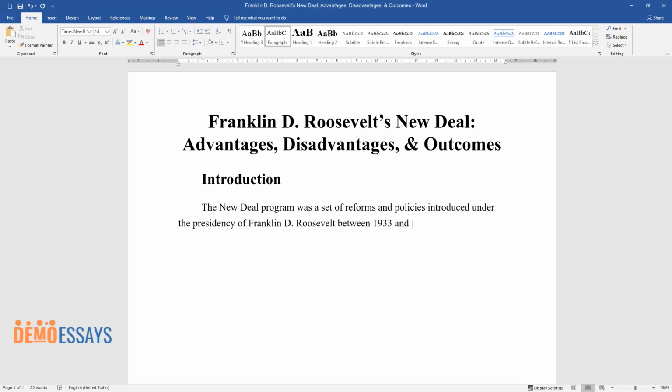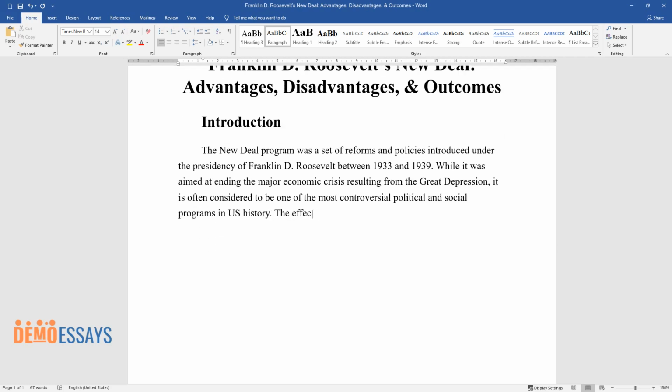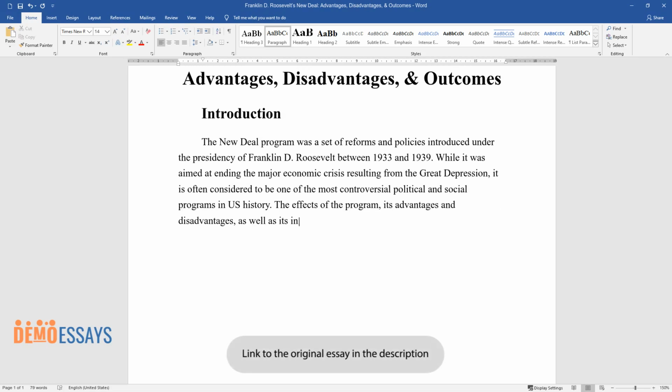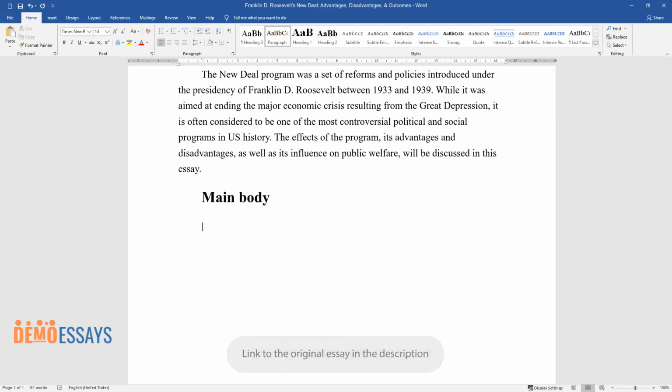between 1933 and 1939. While it was aimed at ending the major economic crisis resulting from the Great Depression, it is often considered to be one of the most controversial political and social programs in U.S. history. The effects of the program, its advantages and disadvantages, as well as its influence on public welfare, will be discussed in this essay. Main body.